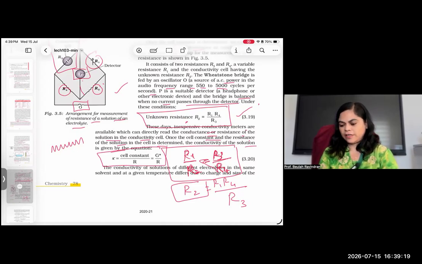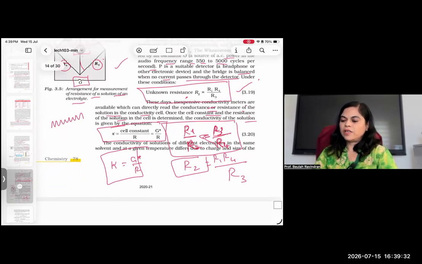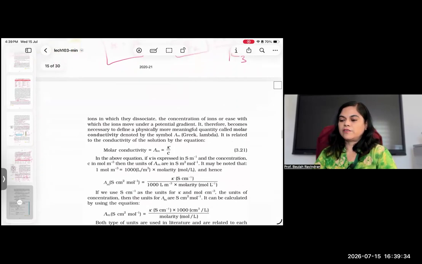Cell constant, you know, we saw conductivity right now. R into K is equal to G star, so K is G star by R. By using this, we can find out the conductivity of the solution very easily. So this is the way you measure the conductivity.